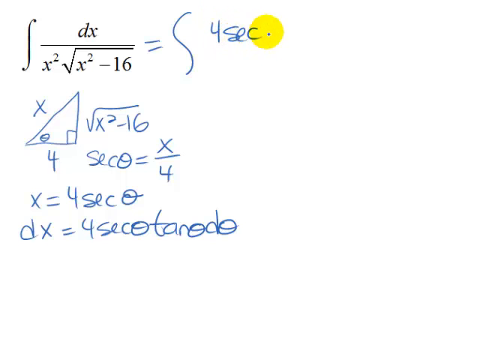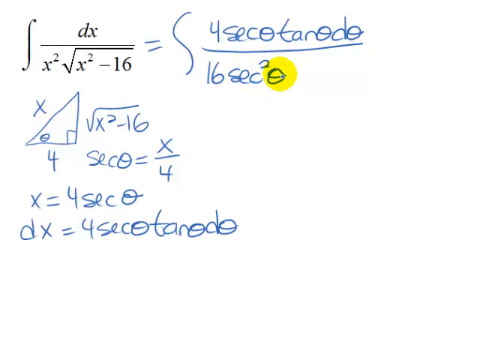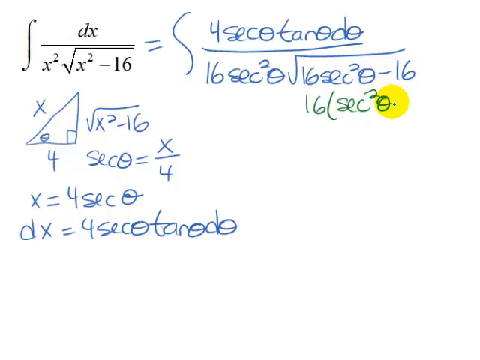Dx is 4 secant theta tangent theta d theta, and that's over x squared, so that's going to be 16 secant squared theta multiplied by the square root of 16 secant squared theta minus 16. Then, as usual, we're going to factor out the common thing here, which is 16, and that'll leave us secant squared theta minus 1 underneath the square root, and then we can replace that secant squared theta minus 1 with tangent squared theta. And the last thing we can do on that is go ahead and square root that. And let's also do a little bit of reducing.